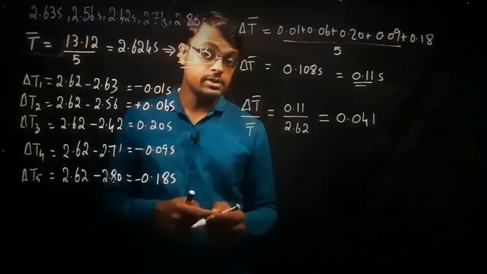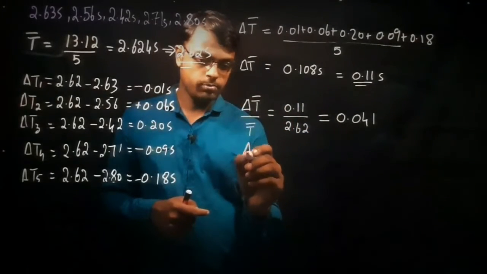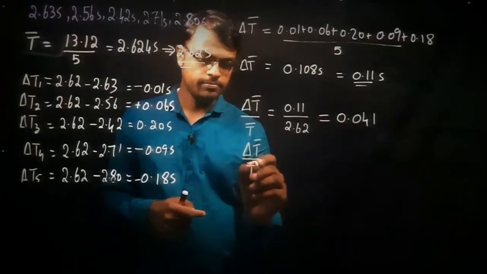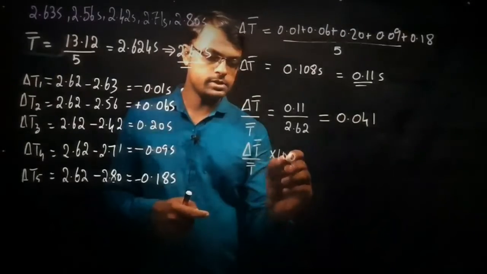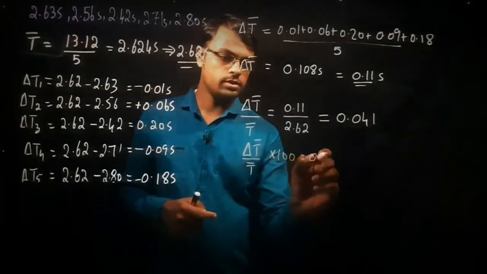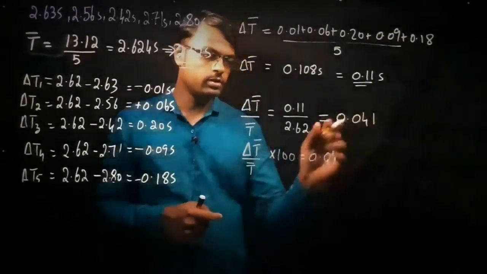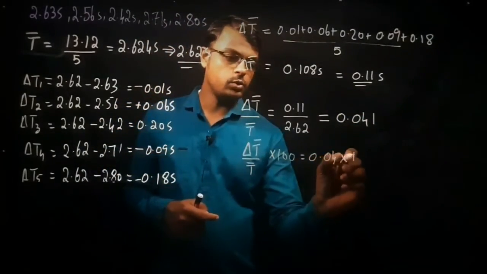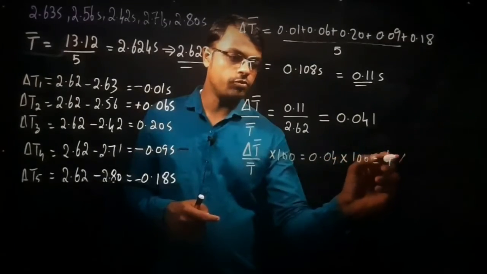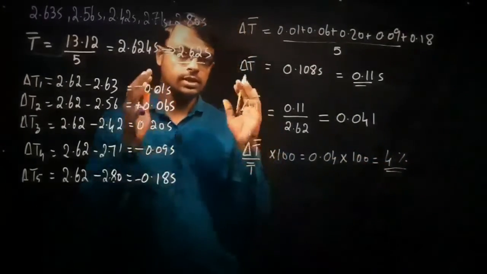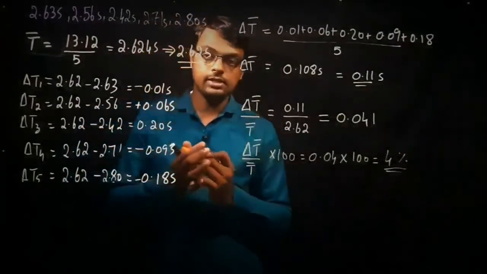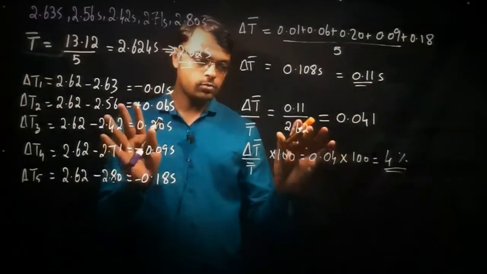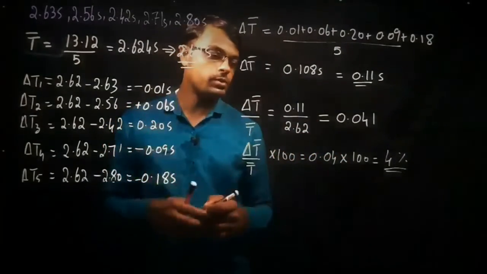Now, what is the percentage error? What is the formula for percentage error? Delta t bar divided by t bar, into 100. So what is the answer here? 0.04, leave the 1 here, you can approximately write it to two decimal places. 0.04 into 100 is equal to 4%. So the percentage error in this measurement is 4%.